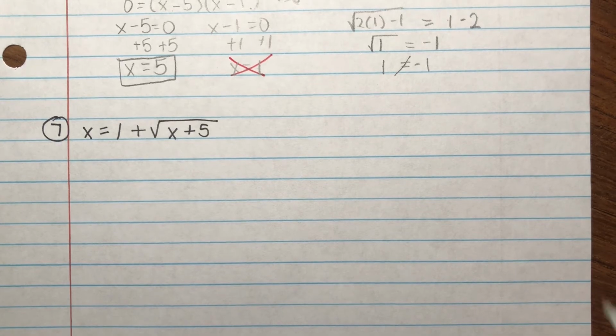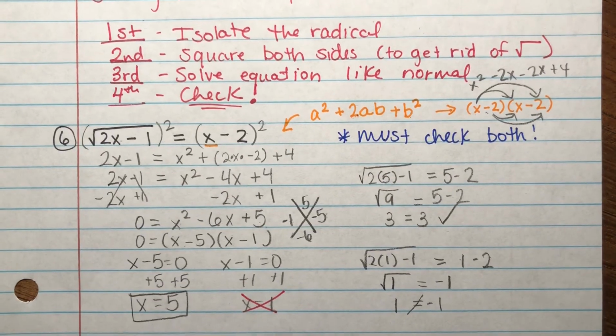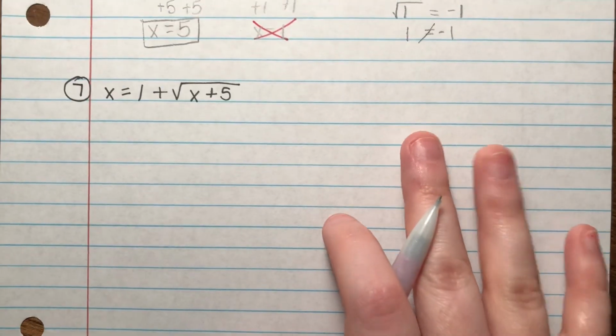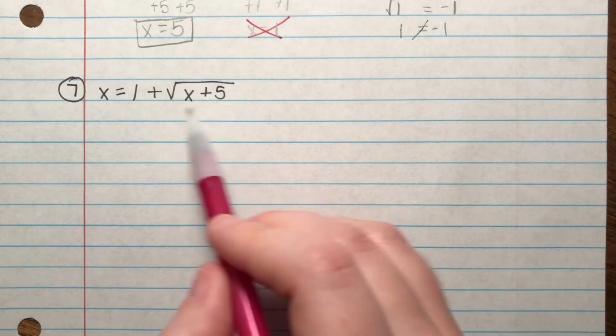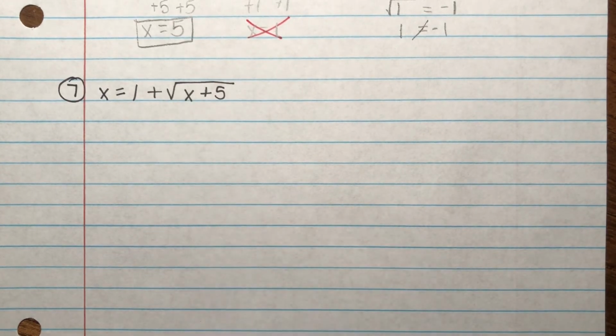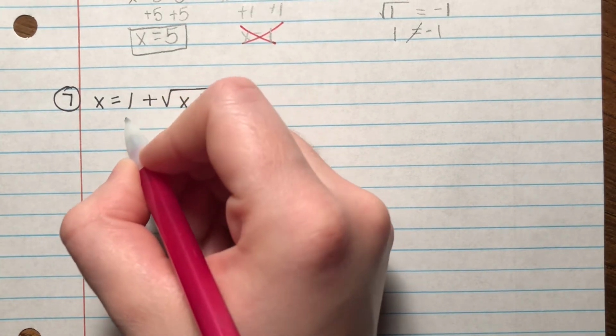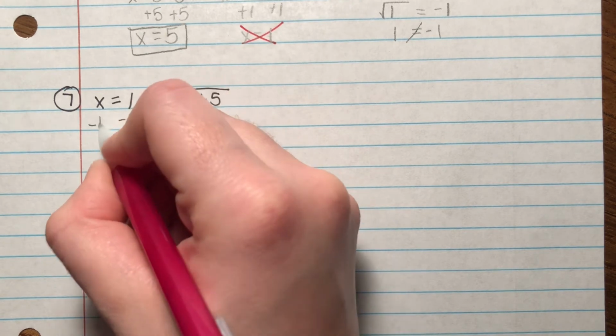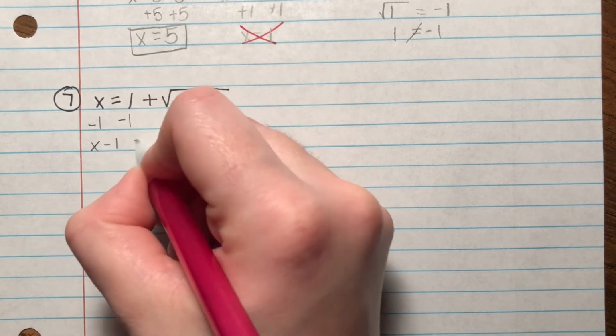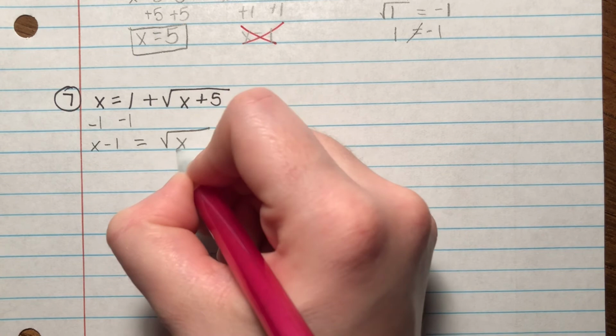All right, so first step. Remember our steps up here? First step is to isolate the radical. So I need to get the radical by itself on one side of the equals sign. So I need to get rid of this 1 here. I'm going to move it. I'm going to subtract 1, so I'll have x minus 1 equals square root of x plus 5.